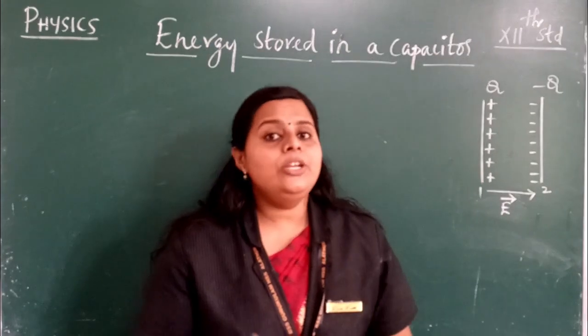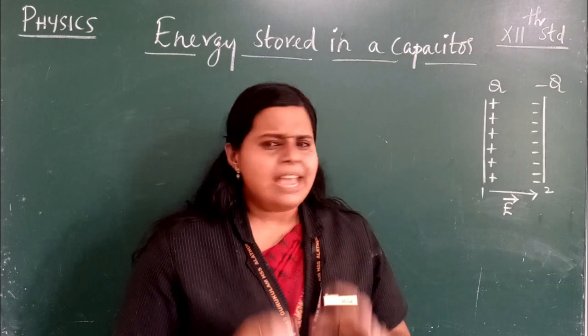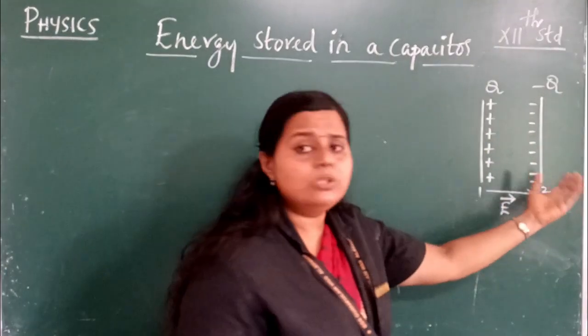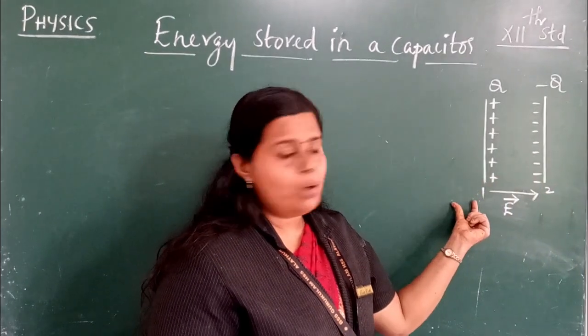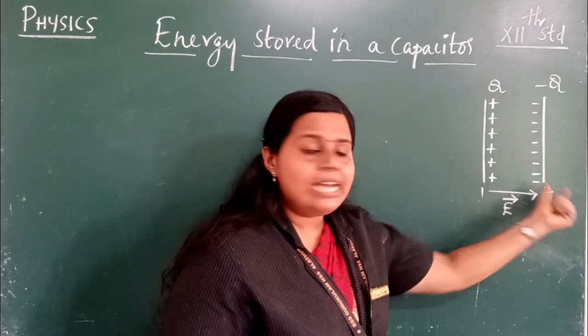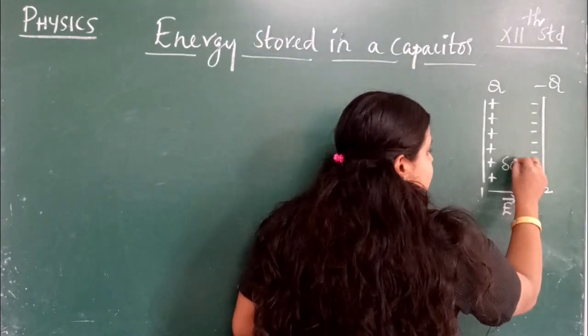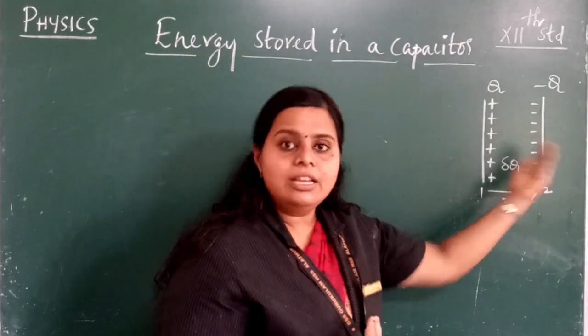Now, in order to calculate the energy stored in a capacitor, imagine a situation in which we are transferring a small amount of positive charge from the second capacitor plate to the first one. Okay, from the second capacitor plate to the first capacitor plate, a small amount of charge, that is delta q. Let us imagine that such a small amount of charge is being transferred.